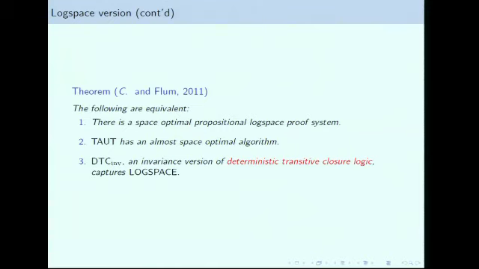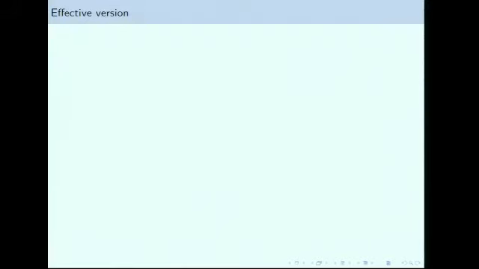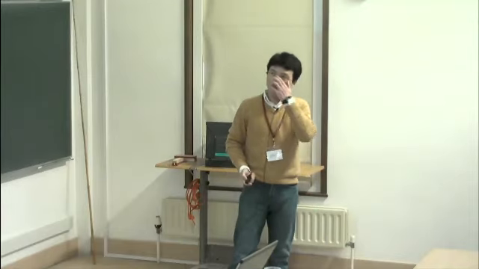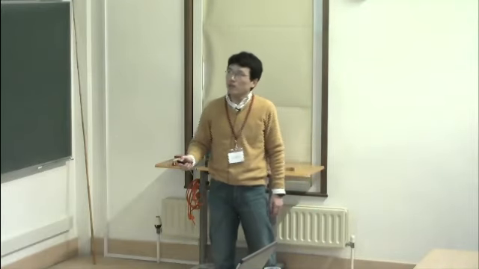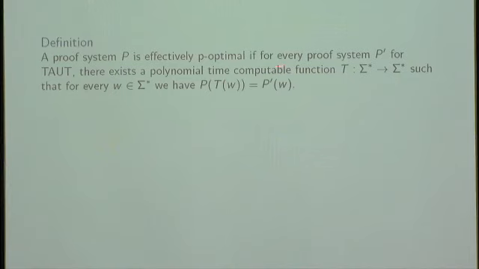Can we really use this equivalence to say something about, say, proof systems or logic for P time? Here is the result we can really prove. Of course, we need some complexity assumptions. This concerns so-called effective versions of these proof systems. Remember, a proof system is p-optimal if for every proof system I have a polynomial time translation, transferring every proof in the second proof system to the first proof system.